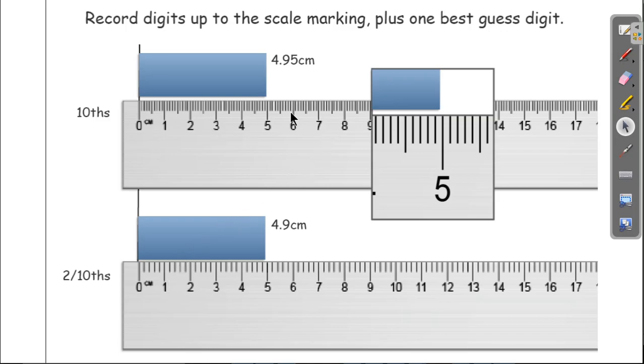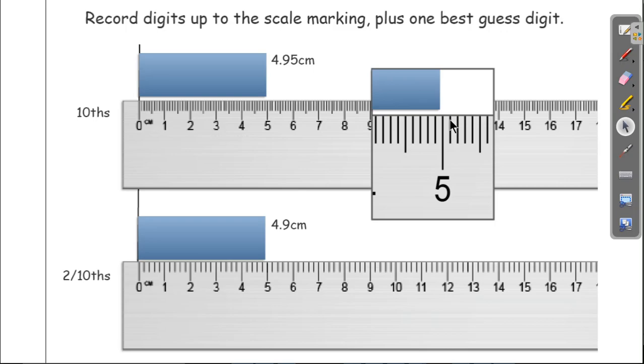Now, this measurement and this measurement are similar, but they are not exactly the same, are they? This one is stopping in the 10th position. This one is going all the way to the 100th position. The smaller the scale of your tool, the more digits you can give me after the decimal point. In a minute, you're going to see that that is precision. Okay? The more digits you can give me after the decimal point, the more precise you can be with the tool you are using.